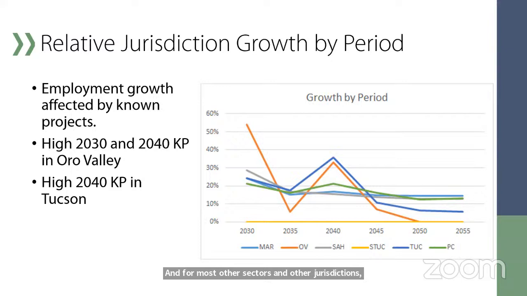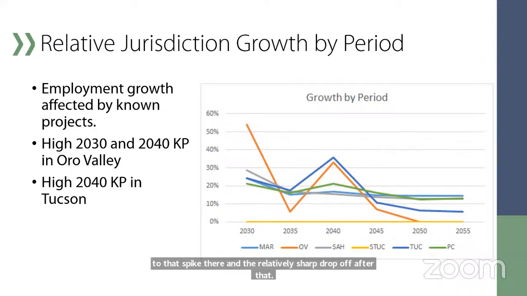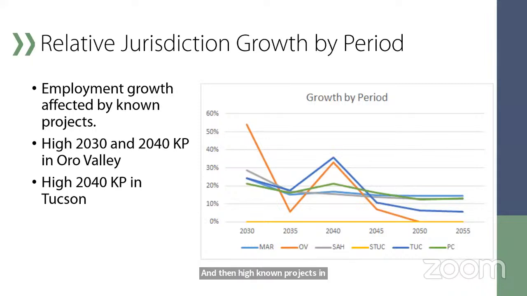And growth by period, again, some of these spikes and dips and zeros are affected by the known projects. High 2030 and 2040 known projects in Oro Valley lead to that spike there and the relatively sharp drop off after that. And then high known projects in 2040 in Tucson also contribute to that spike, and then some lower numbers after that.